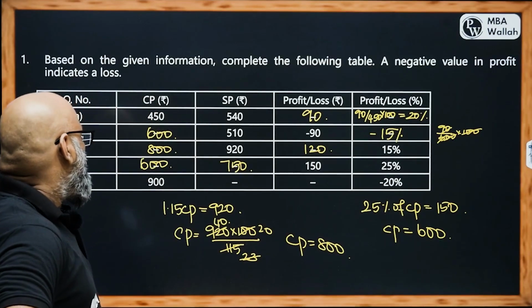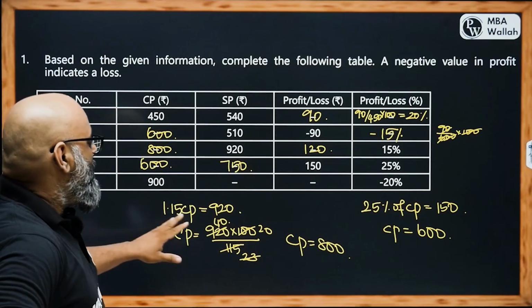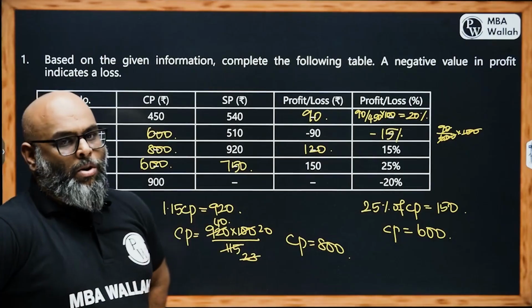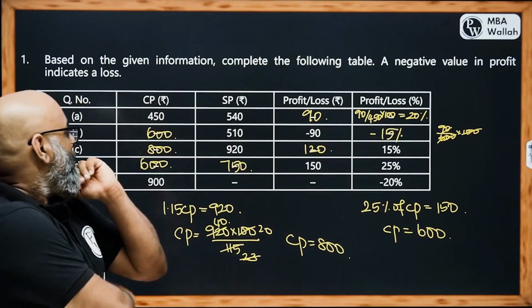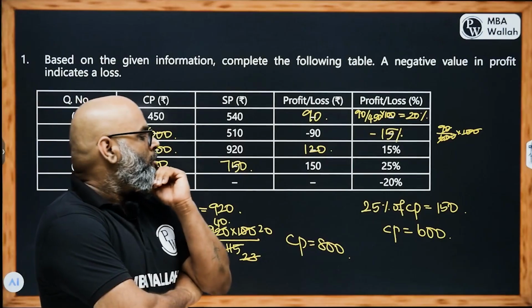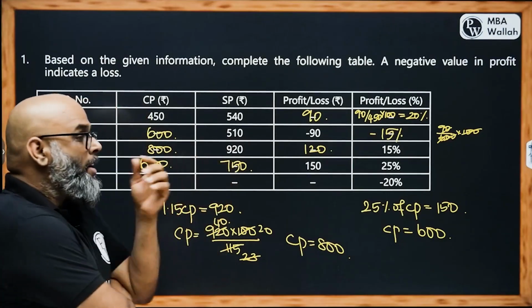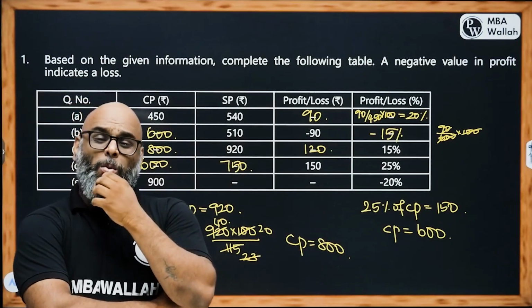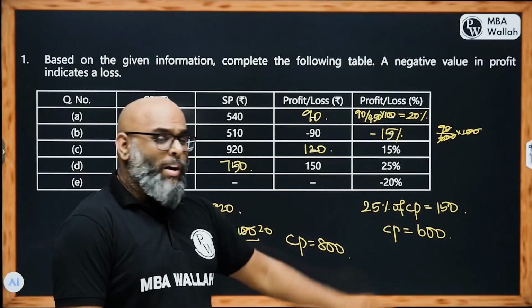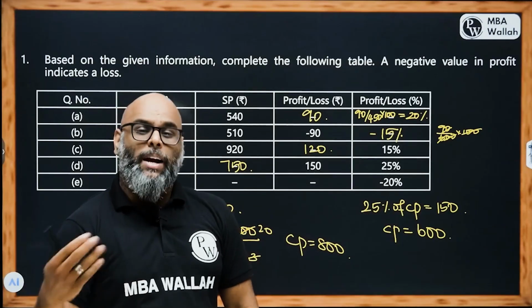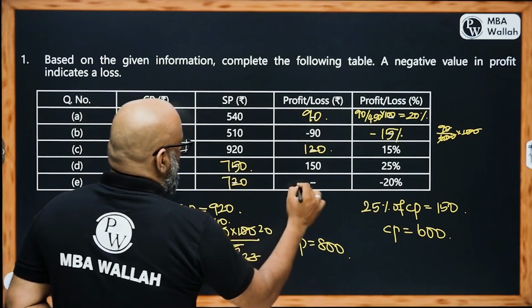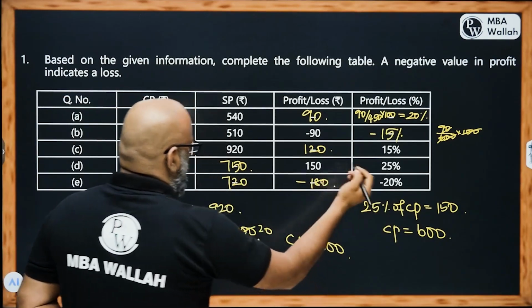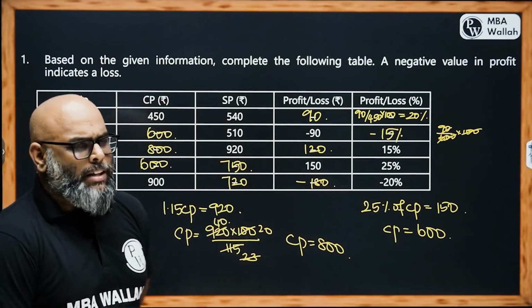Do the last one of the part here. 900 minus 20%. So we have to find 80% of 900. So 10% is 90. So 20% will be 180. Minus 20% means it is loss. So it is minus 180. So this will be 720. As simple as it can go.